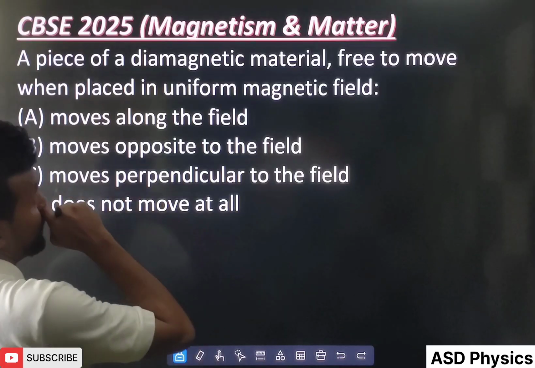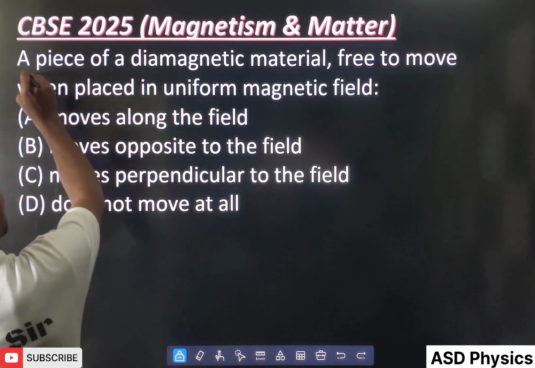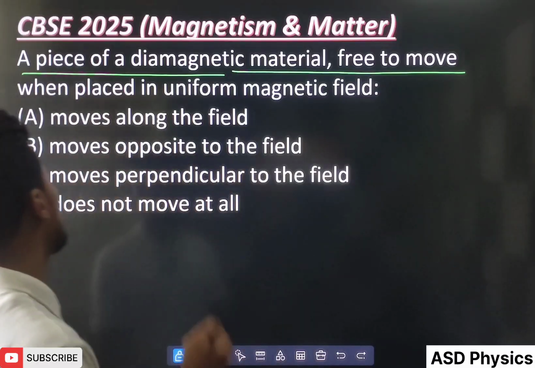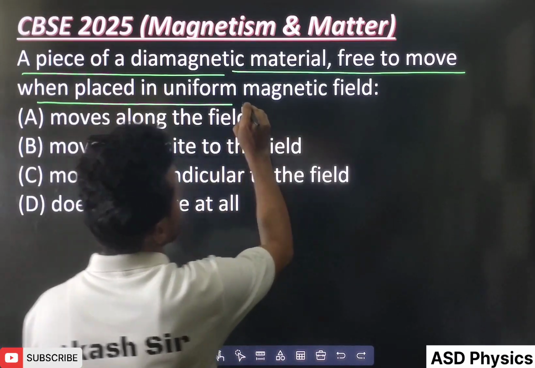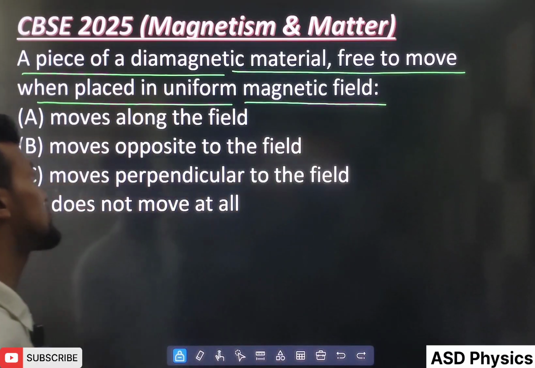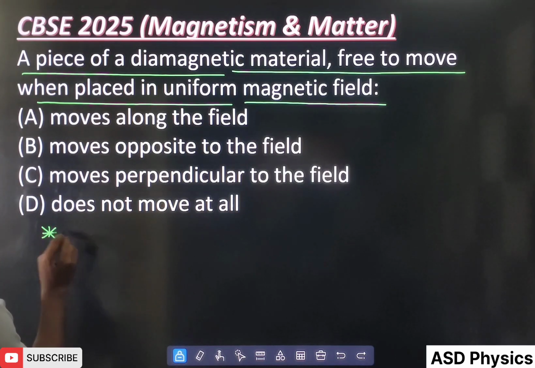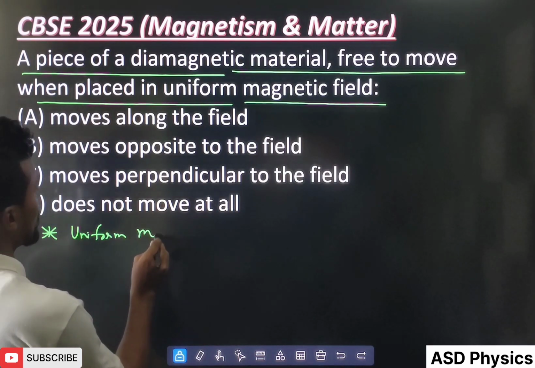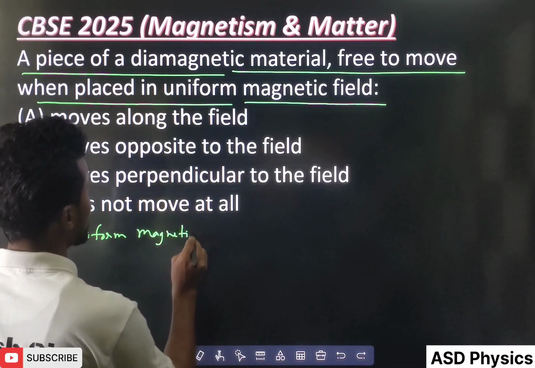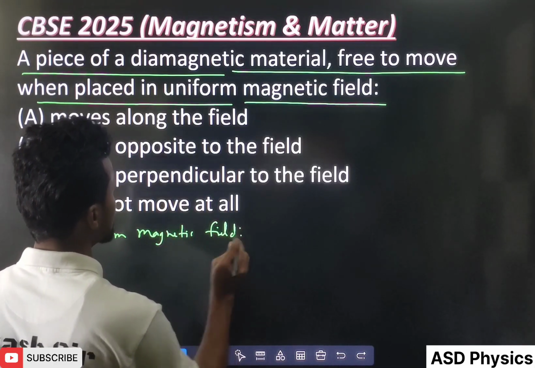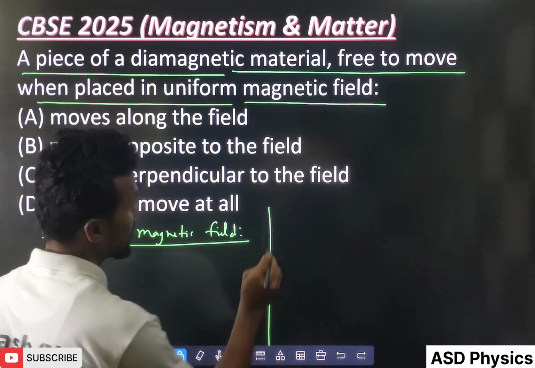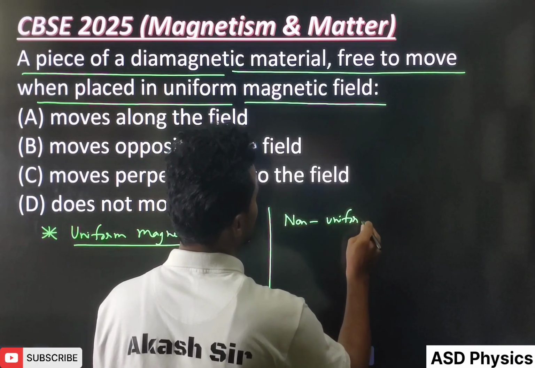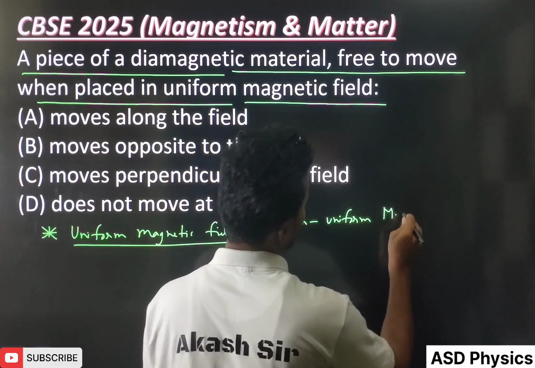Here the question is from magnetism and matter. What is the question? A piece of diamagnetic material free to move is placed in a uniform magnetic field. Which kind of field is given here, students? Uniform magnetic field. Okay, so to solve this question, first we have to understand very well how this diamagnetic substance will behave in a non-uniform magnetic field.